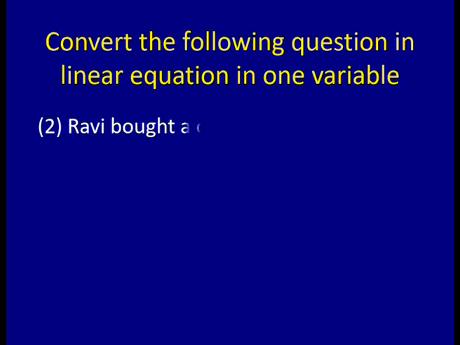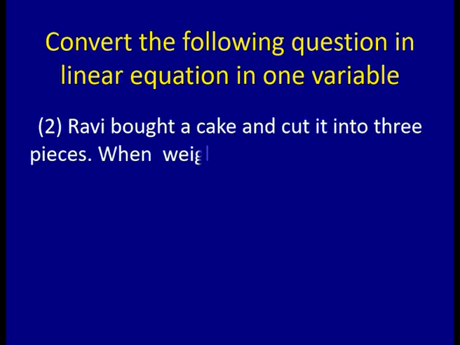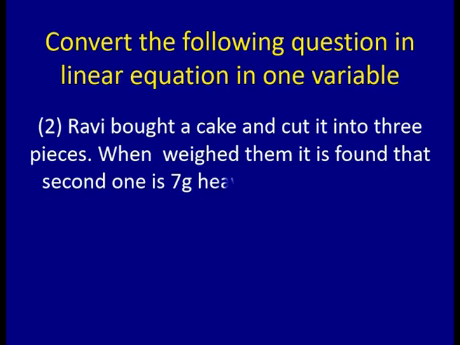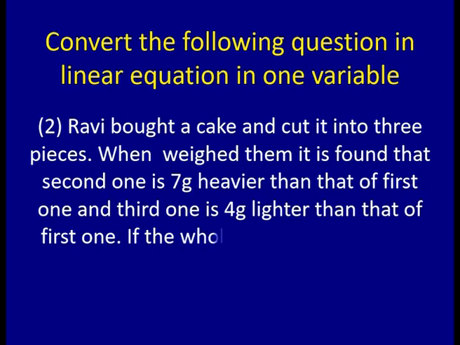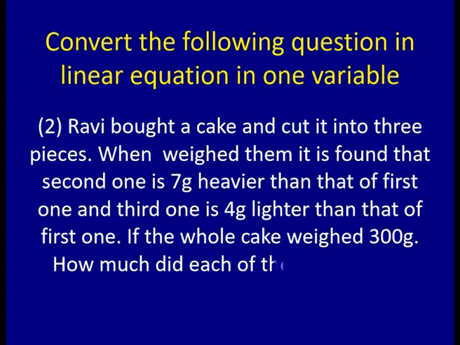Ravi bought a cake and cut it into 3 pieces. When weighed, it is found that the second one is 7 grams heavier than the first one, and the third one is 4 grams lighter than the first one. If the whole cake weighed 300 grams, how much did each of the 3 pieces weigh? Here we have to convert this question into a linear equation in one variable.